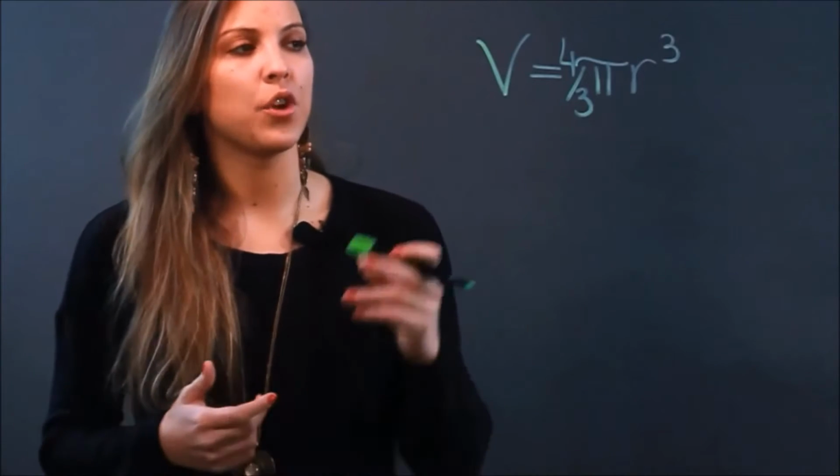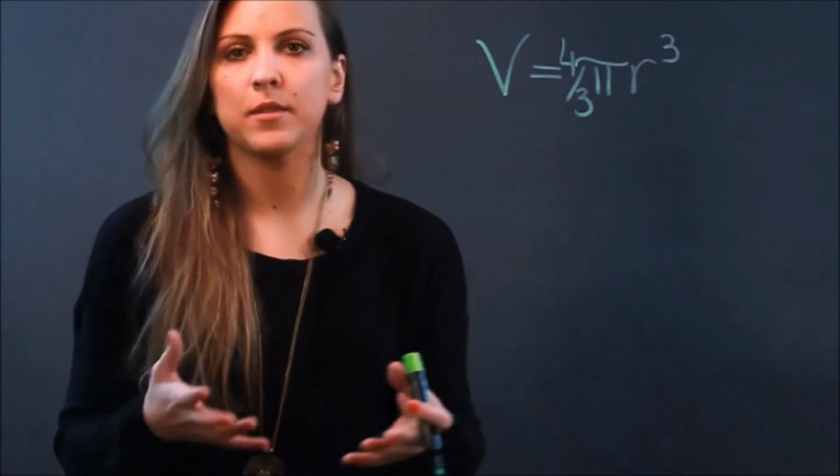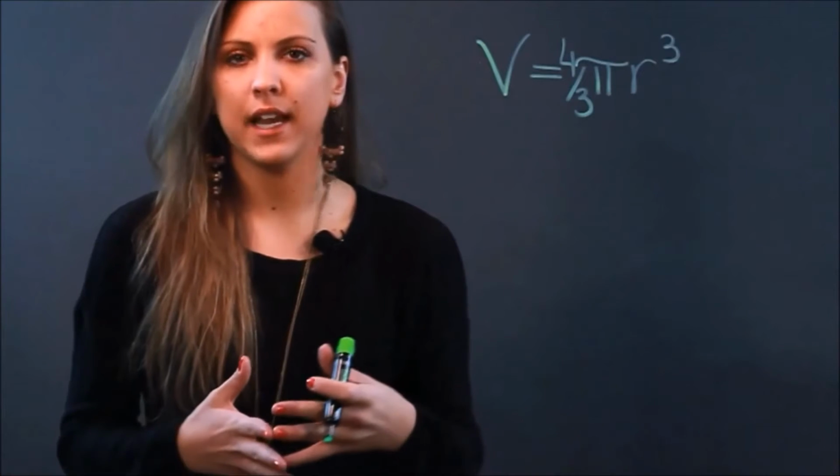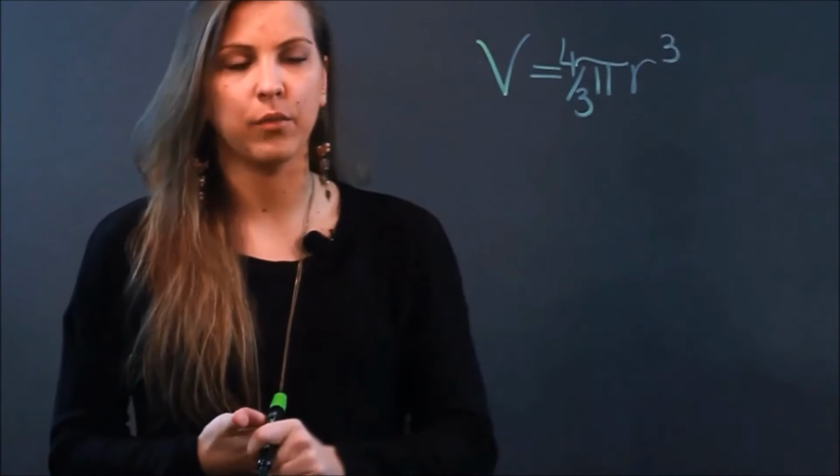So the only variable that we have in this formula is r, which stands for our radius. So you're either going to be given the radius, or sometimes you might be given the diameter, and if you're given the diameter, you need to know to split it in half to get the radius.